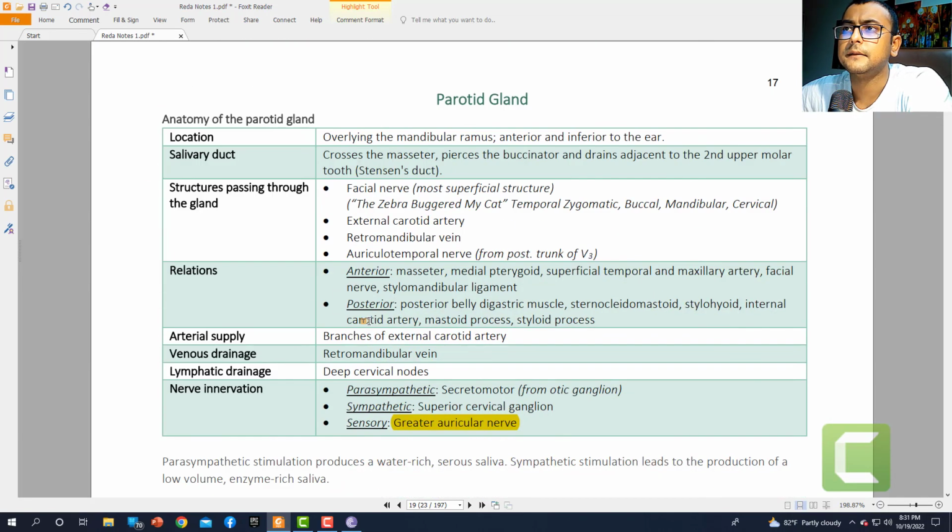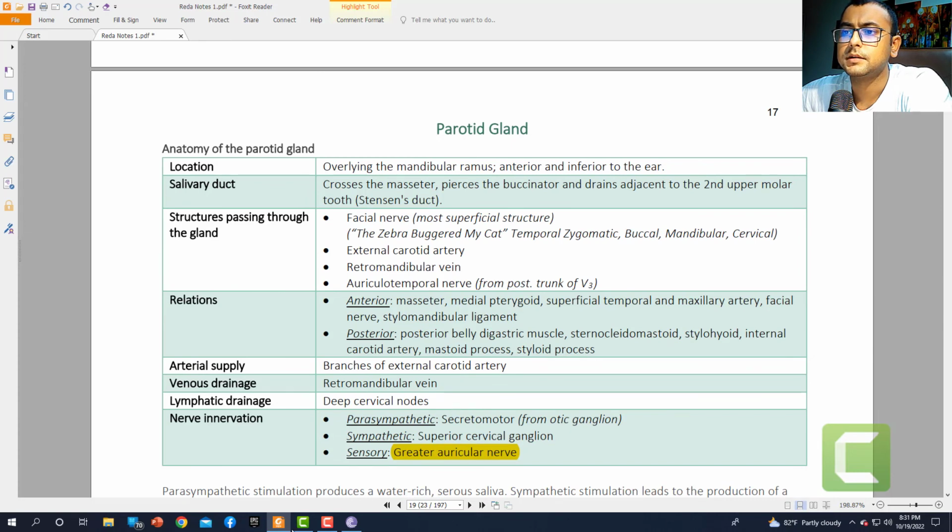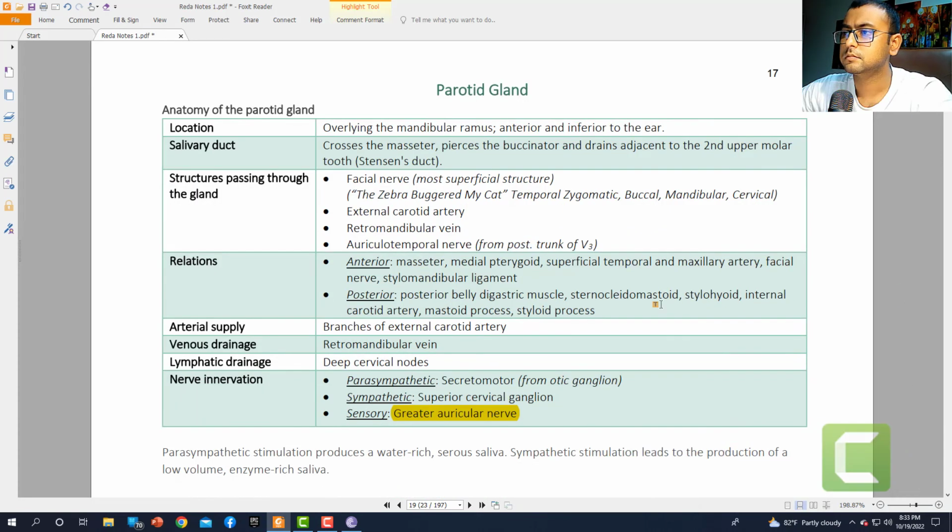Now the parotid gland. The parotid gland overlies the mandibular ramus, anterior and inferior to the ear. The salivary duct crosses the masseter, pierces the buccinator, and drains opposite the second upper molar. Structures passing through the gland are the facial nerve, the external carotid artery, the retromandibular vein, and the auriculotemporal nerve.